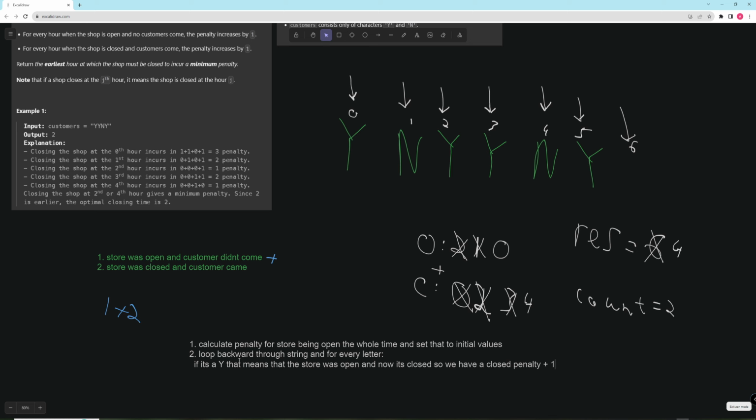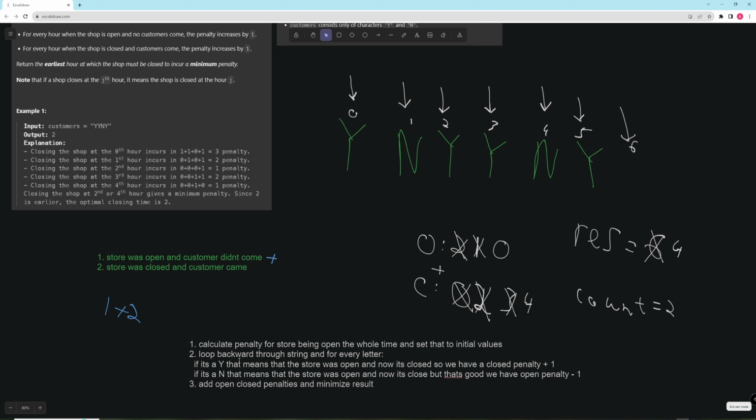That's bad for us, right? Like we were taking in customers and now we're not. So that's bad for us. Okay. And if it's an N, that means that also the store was open and now it's closed, but that's good because we want it to be closed when no one comes. So we have open penalty -1. And then finally add open and closed penalties and minimize result.